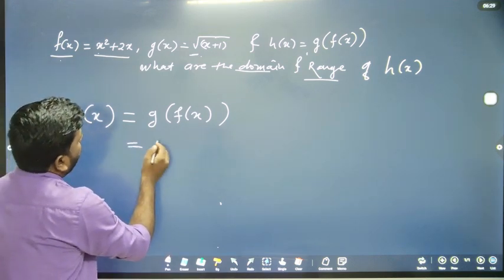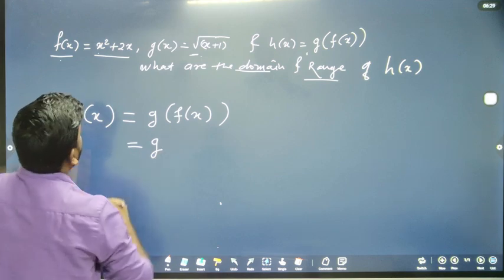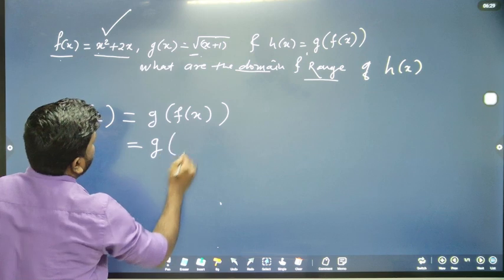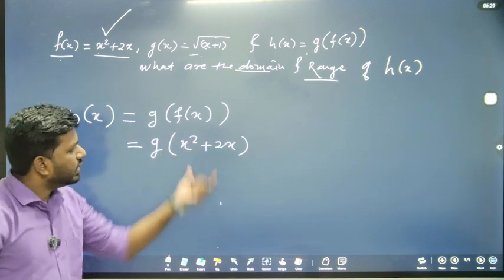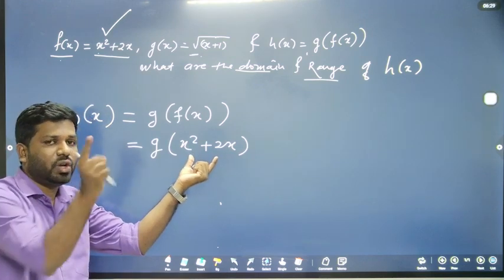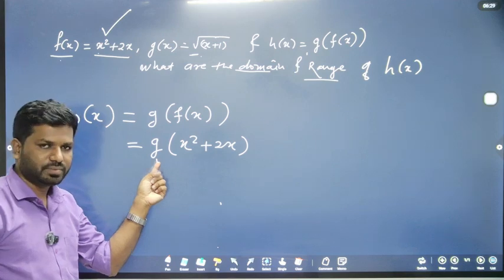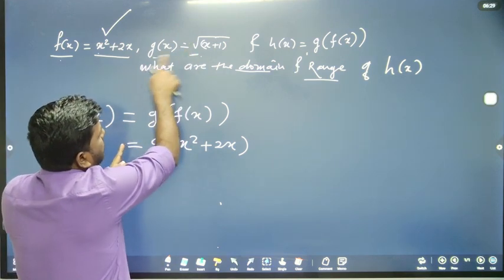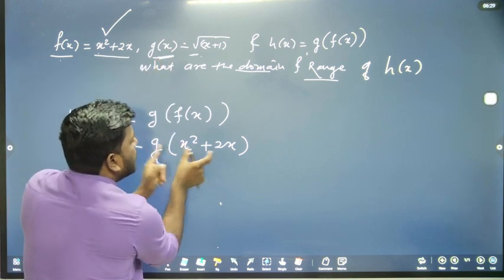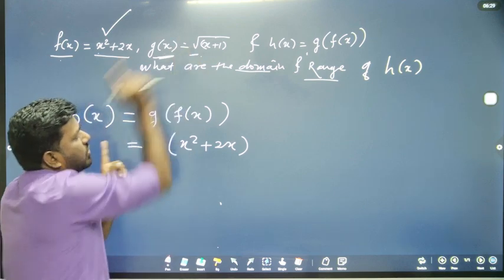So let's try to put the first function given as x square plus 2x. Now this entire expression will be the value of x in terms of g, right? So we need to find the g function, the second one, and we need to use this term as x in the function of g.